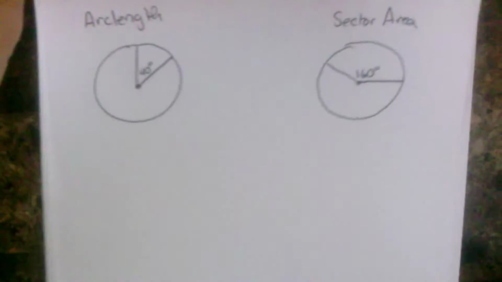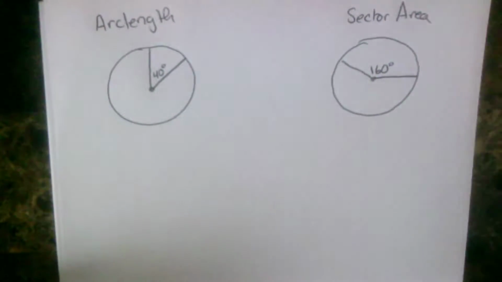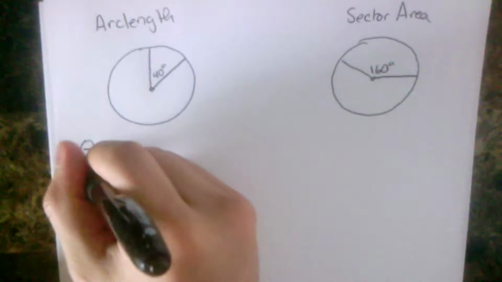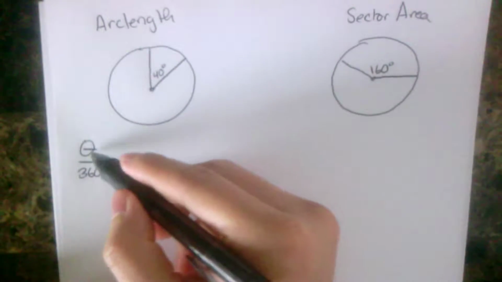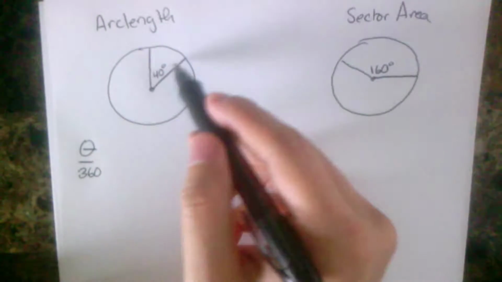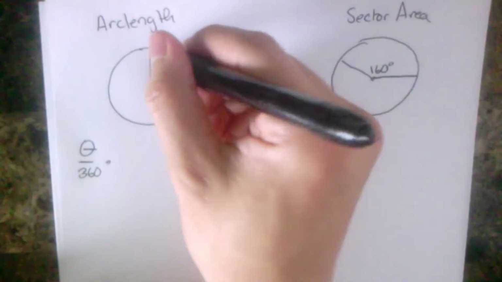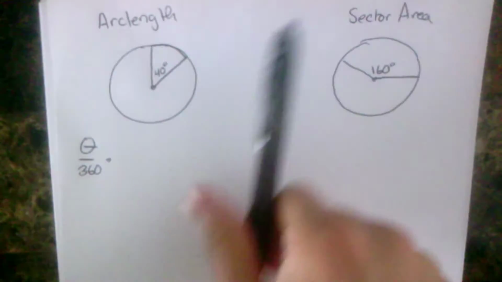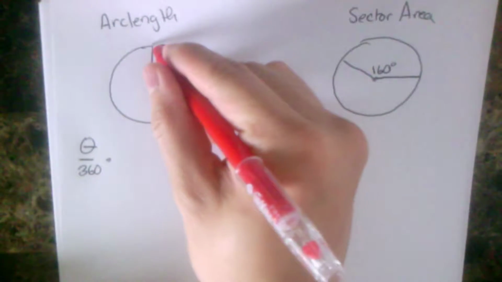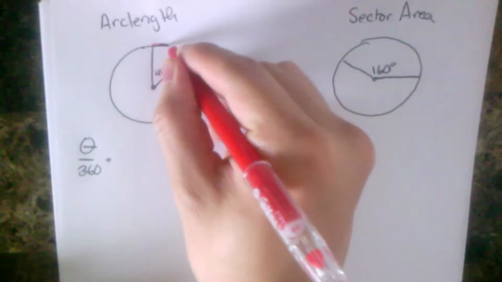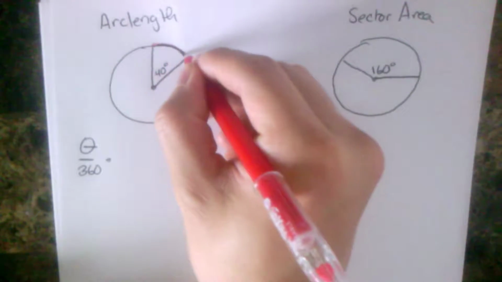In any case, arc length has a simple formula. Theta over 360. So it's the part of the whole circle, whatever part it is, in this case 40 degrees, times, and hopefully you'll remember arc. Arc is that outside part, and the outside of a shape is called the perimeter. In a circle, that's called the circumference.